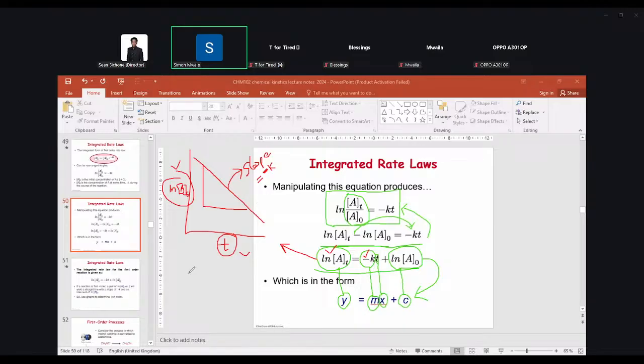And this is also one of the ways you can tell that the reaction is first order: by plotting this against this, and if you get a straight line, then you know that the reaction was a first order reaction. Okay, so let me just rub off this, then you can move to the next part.